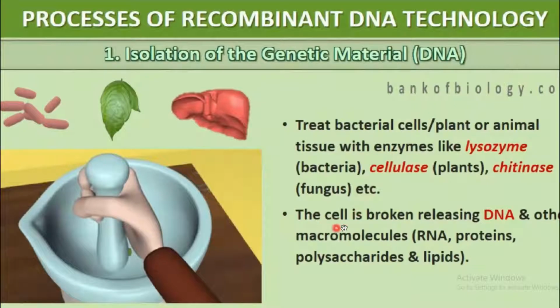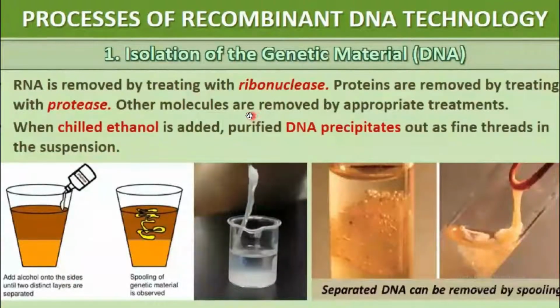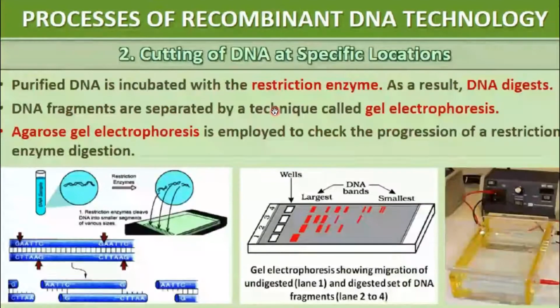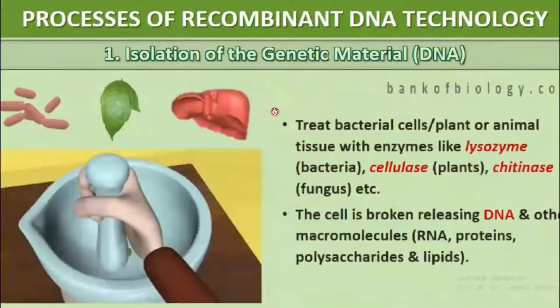Then second step is the cell is broken, releasing DNA and other macromolecules. That means it includes RNA, proteins, polysaccharides, and lipids. So how do we remove all these? RNA is removed by treating with a ribonuclease enzyme. Proteins are removed by treating with protease. Other molecules are removed by appropriate treatments. That means we have to remove these substances by using appropriate treatments.